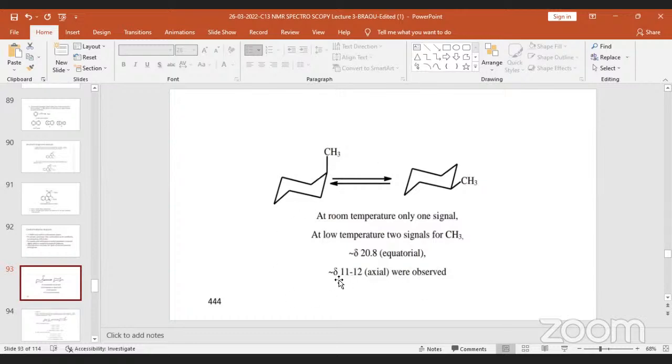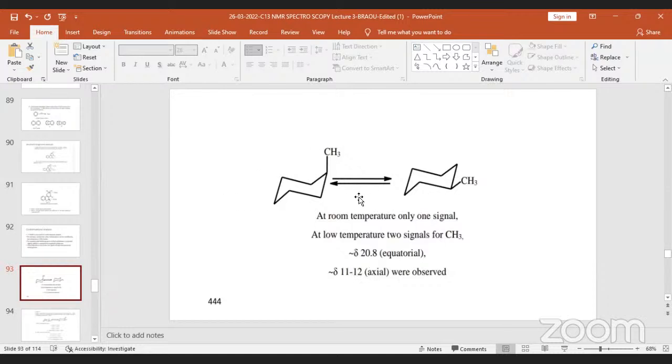At room temperature only one signal is observed at the normal CH3 position, and at low temperature two signals were observed, one for the equatorial methyl and one for the axial. I told you the axial is due to the gamma gauche interaction, a steric shift, and it will be observed slightly upfield compared to the equatorial conformer. See, the equatorial is coming at 20.8 ppm, whereas the axial methyl is observed around 11 to 12.